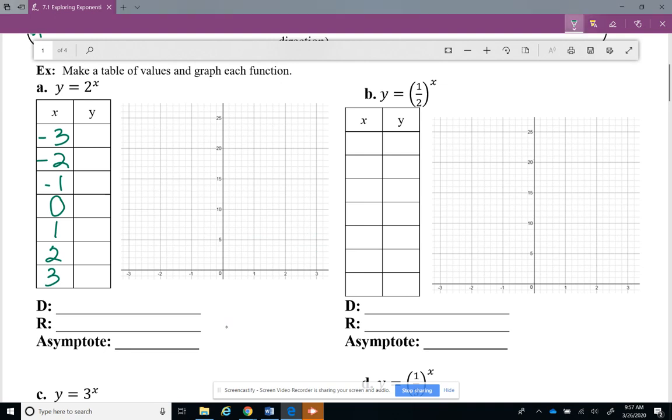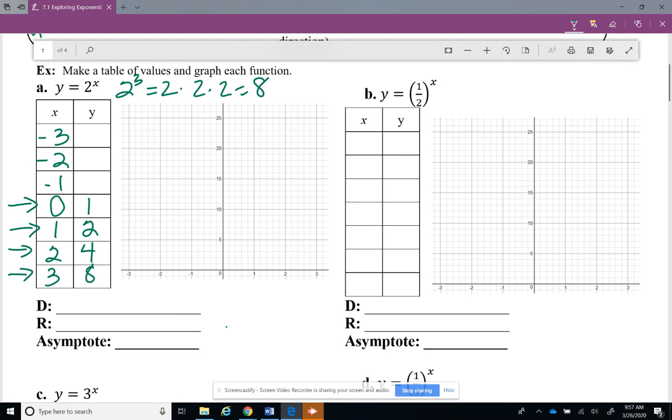All right, so now we're going to plug them in. I like to start at the 0, but I don't always do that, but I am for now. So I'm going to plug in a 0: 2 to the 0, anything to the 0 is 1. All right, let's go to a positive number. What's 2 to the 1? That's 2. All right, keep going higher. 2 to the 2, that's 4, because that's 2 times 2. All right, 2 to the 3. 2 to the 3 is 2 times 2 times 2. So that's going to be 8.